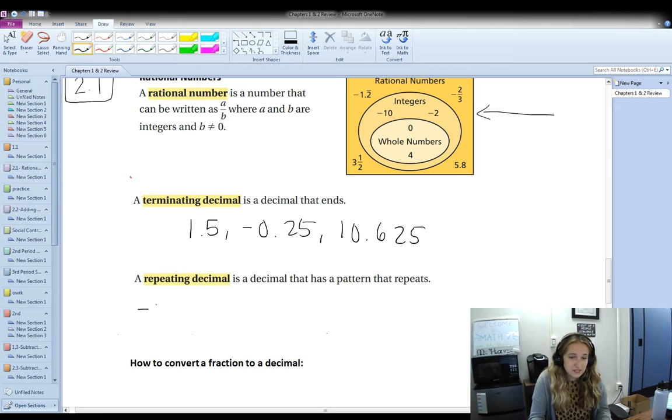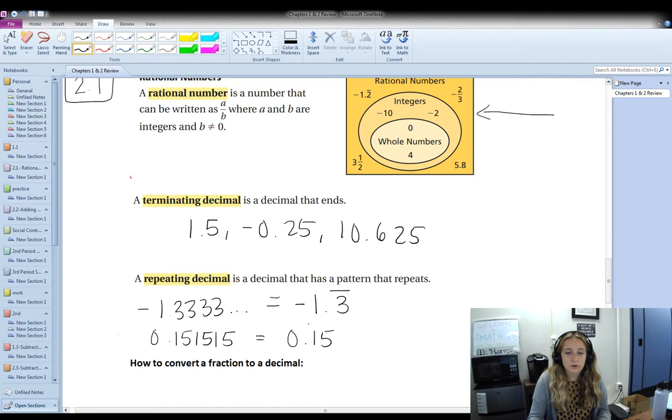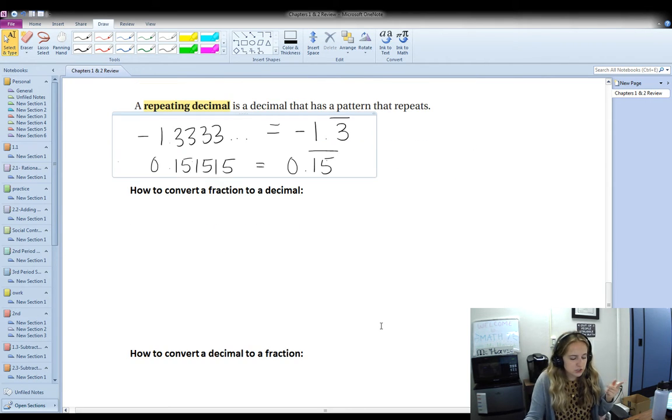So let's say you type in the calculator and you get negative 1.333333, and it just keeps going on and on and on. Well, what we're going to do with that is write one of the threes and write a line over it. The line represents a repeating decimal. Over here we have 0.151515. I can see that it's the 15 that's repeating, so I'm going to write 0.15 and put the line over both numbers, since that is the one that is repeating.